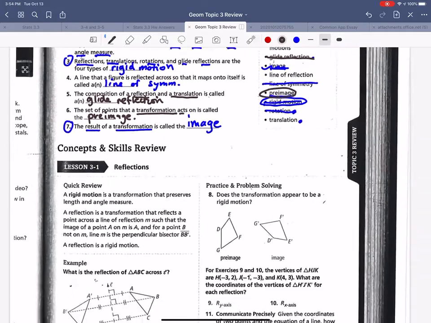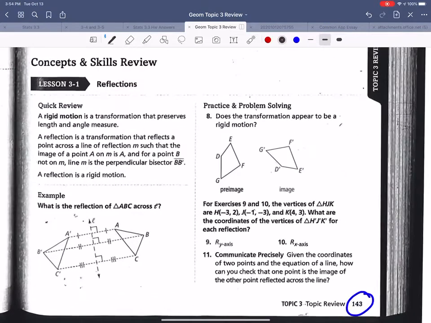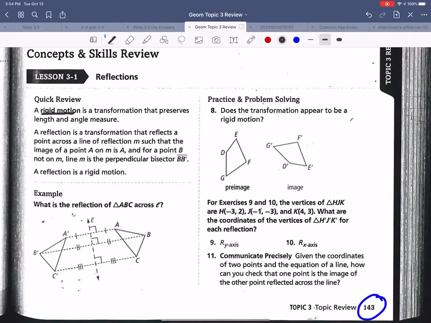Nice. Right, so let's take a look at 3.1. So if I look at 3.1 here, it states, rigid motion is a transformation that preserves the lengths and angle measurements. A reflection is a transformation that reflects across a line of reflection such that the image of point A on M is A. For a point B not on M, line M would be the perpendicular bisector. So that's similar to what we summarized. And we know that reflection is a rigid motion.